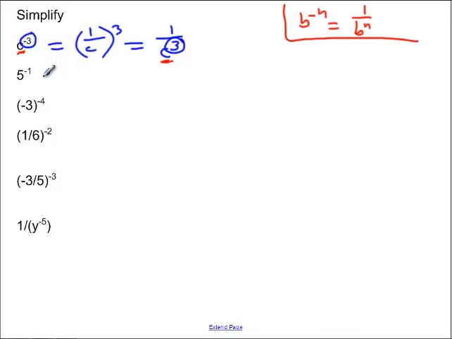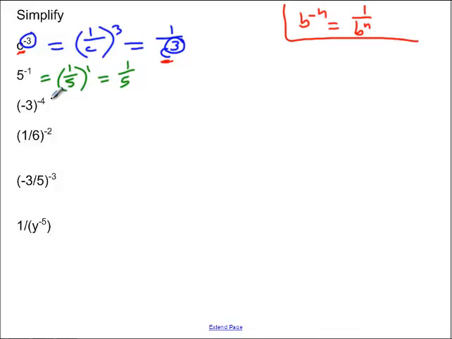5 to the negative first power is equal to 1 over 5 to the first power, or simply 1 over 5, and you can put that first power here if you want, but we don't have to. So now 5 to the negative first power is 1 over 5, and there's our next example.